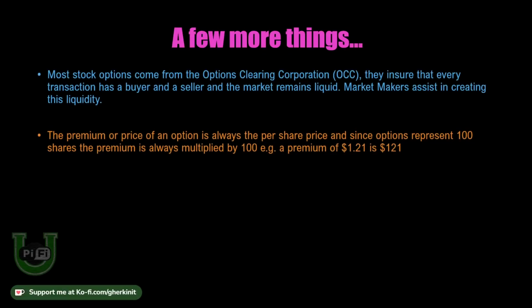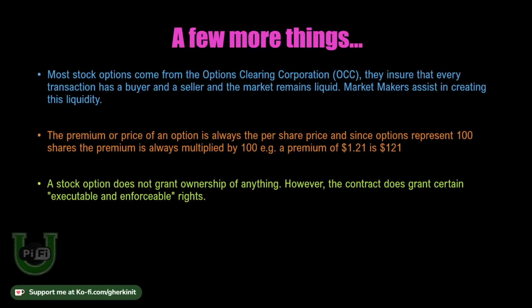The premium price of an option is always the per share price. Since options represent 100 shares, the premium is always multiplied by 100. Example, a premium of $1.21 is in fact $121 after it's multiplied by the number of shares the contract represents.